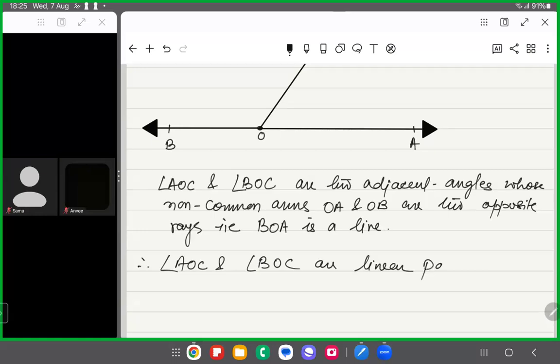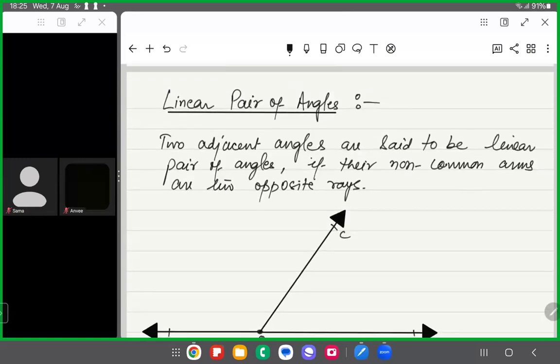What kind of angles they are? Linear pair of angles. Okay, are you getting this? That means what? Adjacent angles are said to be linear pair. Means the linear pair of angles are first adjacent angles, right? They are actually adjacent angles. This is a special case of adjacent angle pair where the non-common arms are exactly opposite to each other, forming a straight line. So such type of adjacent angles are also called linear pair of angles. Are you getting that? Okay.